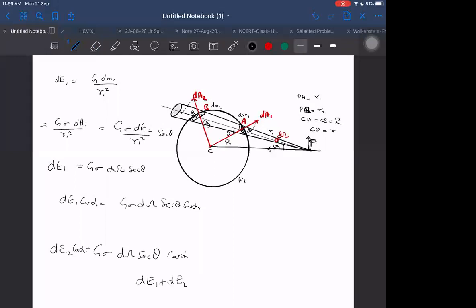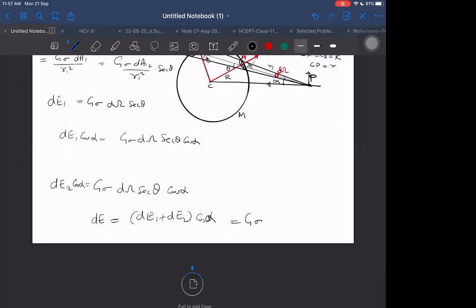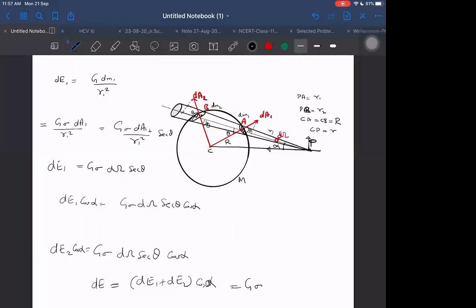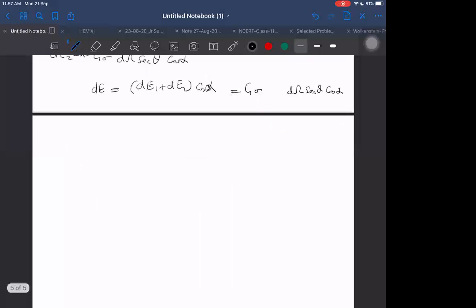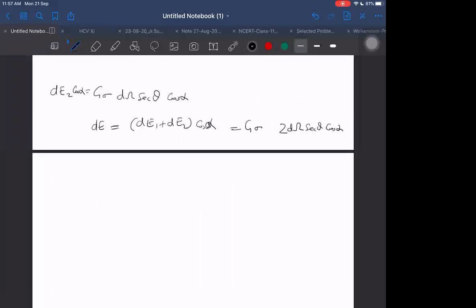What is the net resultant? dE1 plus dE2 cos alpha, and that is equal to, finally, I want you to find out dE due to these two. Let us check it once. G into sigma into twice d omega into secant theta into cos alpha. That is what we are getting finally. The sum of these two is two times this, right? Yes, sir, two times this. That is what we are getting.